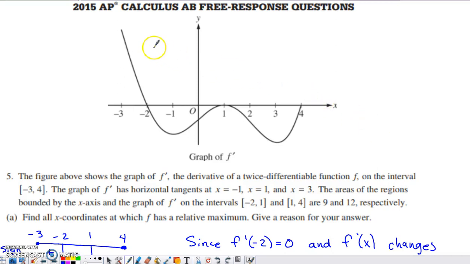So this problem is from the 2015 AP Calc AB exam. It's a non-calculator question. This is pretty typical of a lot of non-calculator questions that you're going to encounter. They provide you with a graph of f prime. So we have to make sure we recognize this is f prime, it's not f.